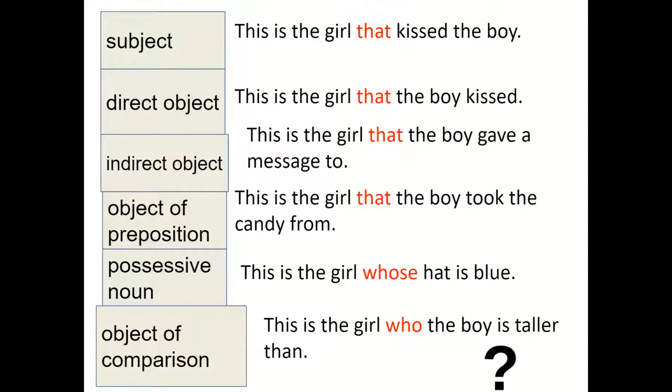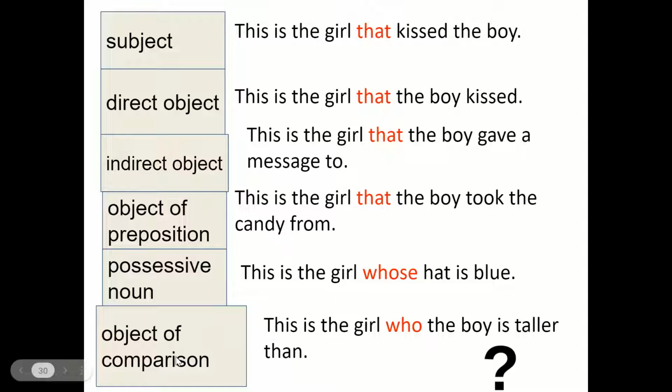So all languages that allow relative clauses have relative clauses in the subject position. Some of them have it in the direct object position. Some of those have it in the indirect object position. Fewer have it as the object of preposition, the possessive noun, and the object of comparison. So the ones near the top are the most common in languages. And as we get near the bottom, they're the least common.